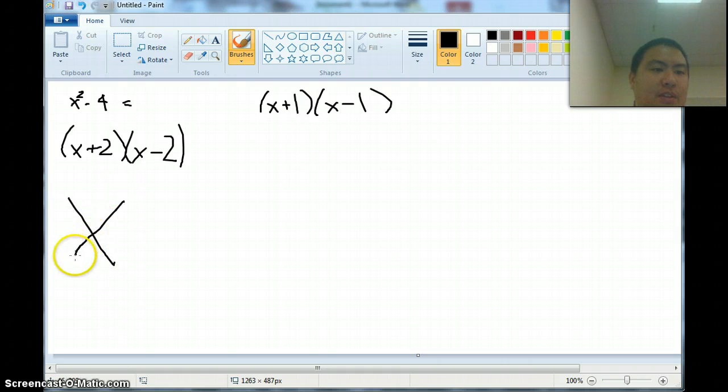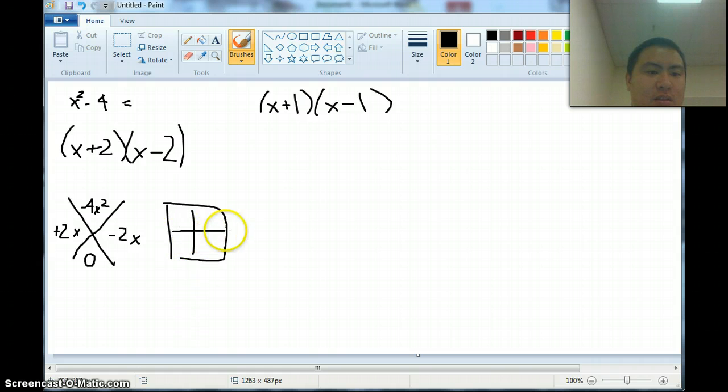If we did x box factoring, it would be like this. X squared times negative 4, that's negative 4x squared. Underneath there's no middle term, so I need two things that add up to 0 and multiply to give me negative 4. So that's positive 2 and negative 2. Then if I put it into a box, I would have x squared, negative 4, 2x, and negative 2x. That would give me x plus 2 and x minus 2. So x box factoring would have worked as well.